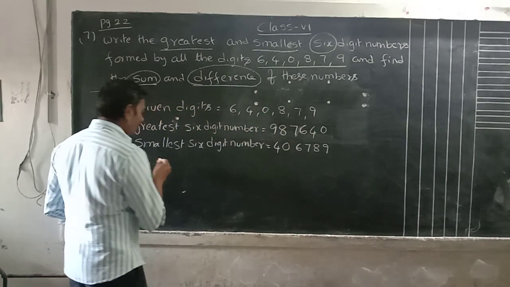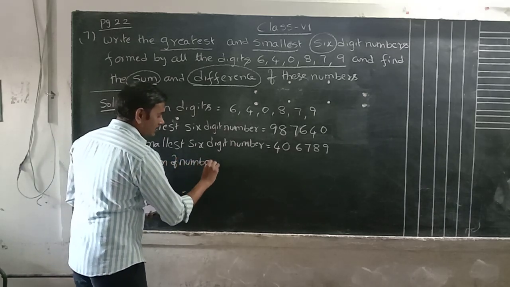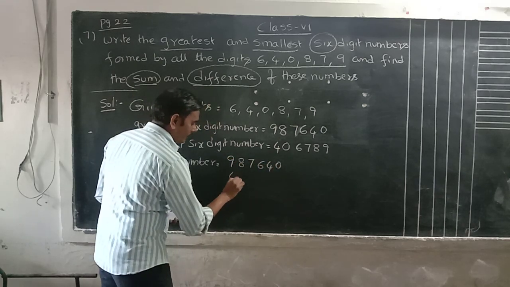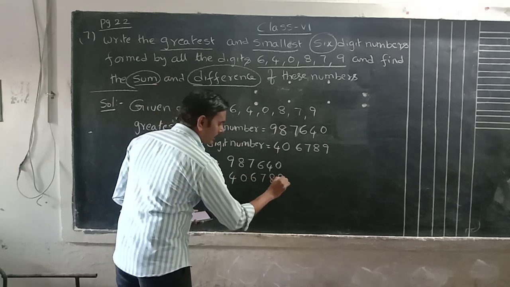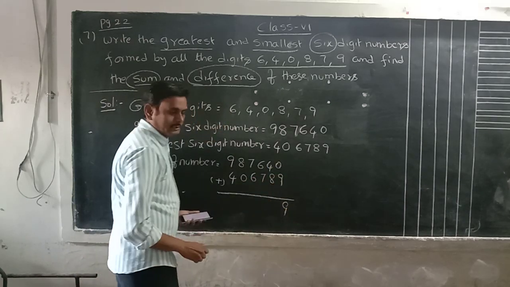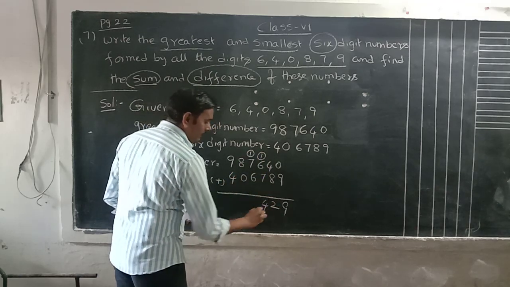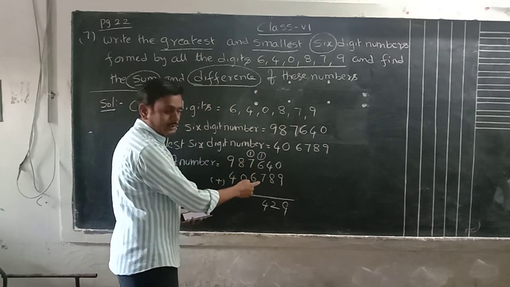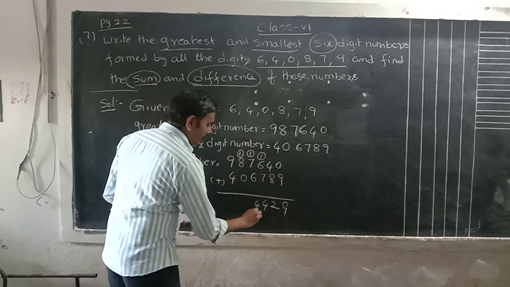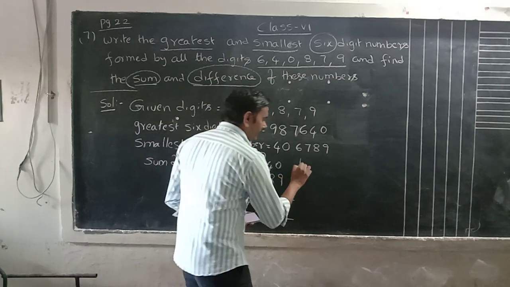Now we will calculate the sum. Sum of the numbers: we have to add 9, 8, 7, 6, 4, 0 and 4, 0, 6, 7, 8, 9. 0 plus 9 is 9. 0 plus 4 is 4. 6 plus 7 is 13. 7 plus 6 is 13, carry 1. 8 plus 0 and carry gives 9, plus 4 gives 13. This is the answer. Now we will calculate the difference.